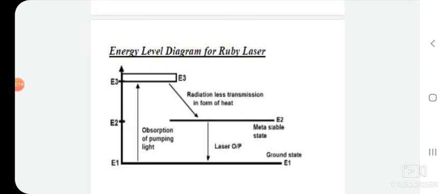The population inversion is obtained by optical pumping of the ruby rod with a flash lamp. Due to that, electrons can move from energy level E1 to E3, and the E3 energy level is highly unstable. That's why the electron makes a radiationless transition in the form of heat, and it reaches the metastable state E2.